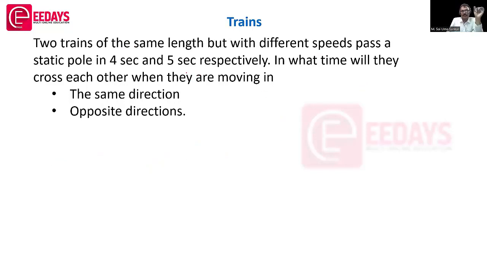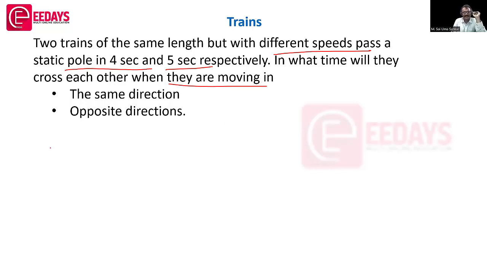Next question. Two trains of the same length but different speeds pass a static pole in 4 seconds and 5 seconds respectively. In what time will they cross each other when they are moving in the same direction and opposite direction? Look, two trains of the same length with different speeds. What we need is the time they take to cross each other in the same direction and in the opposite direction.